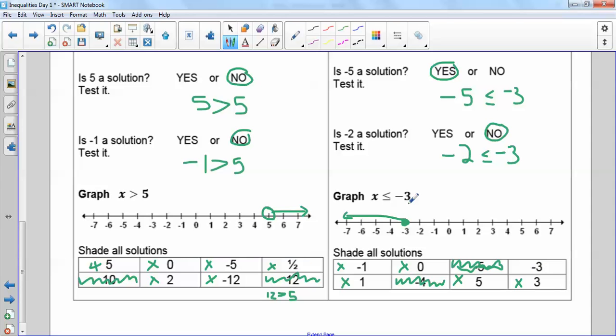-3 is equal to -3, so since we have this line here and it's a closed dot, we're actually going to shade this one too, because it's not less than, but it is equal to. So we've got 3 that we've shaded in here.